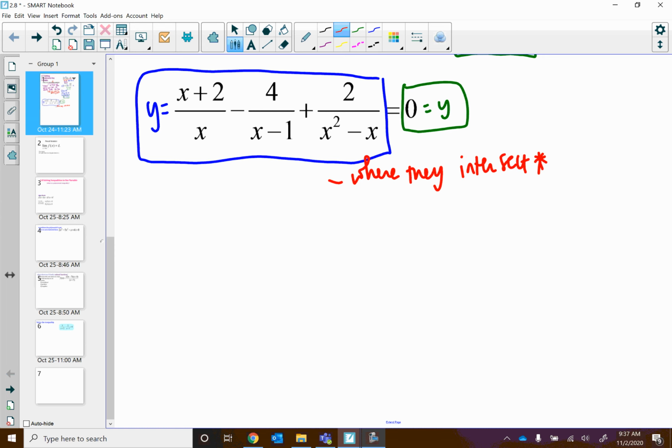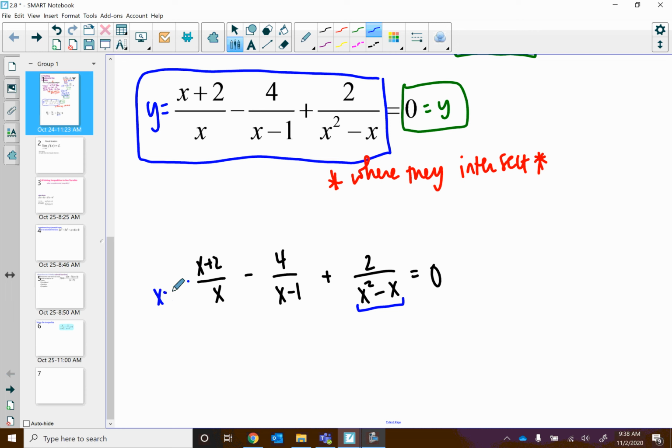I'm mentioning this, even though we're not going to do it right now, because it's really good practice to know how to do a problem more than one way. But if we want to look at this equation algebraically, not graphically, we need to get a common denominator. So x plus 2 over x minus 4 over x minus 1 plus 2 over x squared minus x. Notice for each of these, technically equals 0, we want to get to this as our common denominator. So this first fraction is missing an x minus 1, and the second fraction is missing an x.